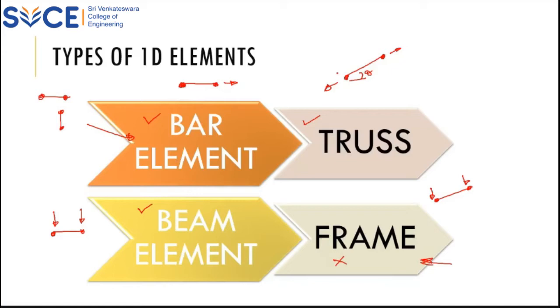But if I consider an inclined one, what we will get is cos theta, sin theta. We have to resolve this into x and y. So then we call it a different element. That element we call a truss element.